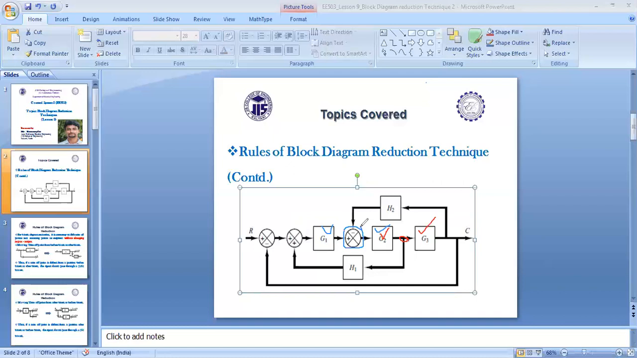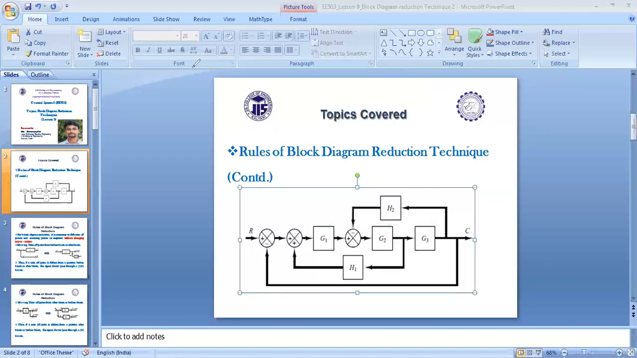Similarly, the takeoff point needs to be shifted before G2 or after G3 to make a direct connection between G2 and G3, to get the overall transfer function as the product, and so on. So that is why we need to know how to shift takeoff points or summing points before a block or after a block, so that we can make a proper series combination or parallel combination or feedback combination.